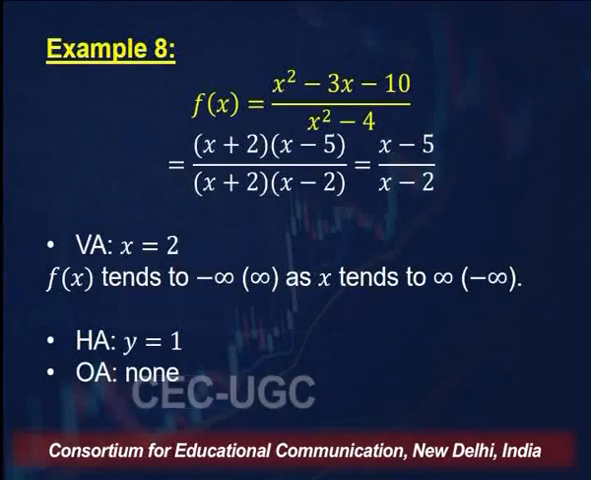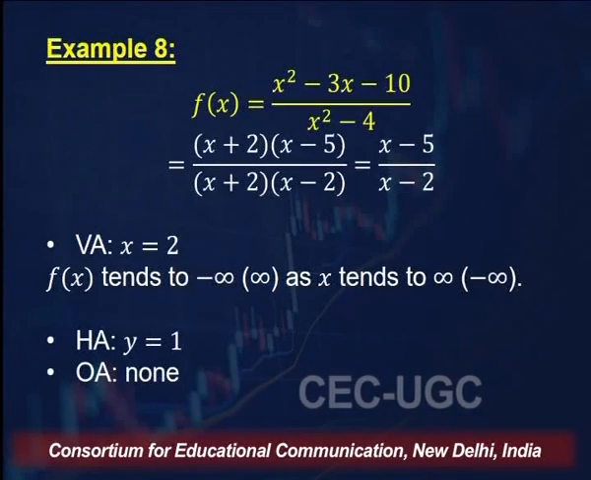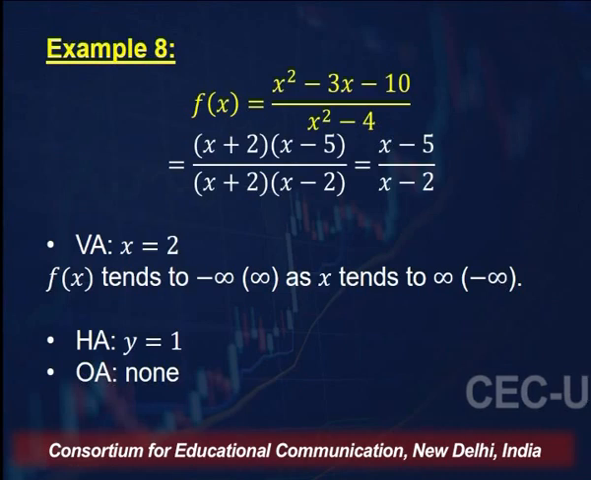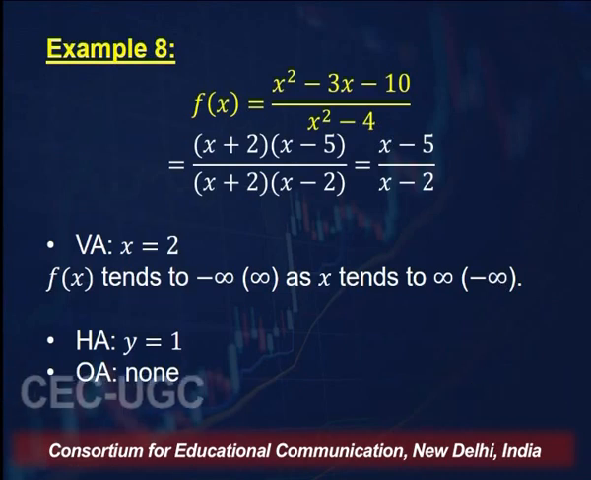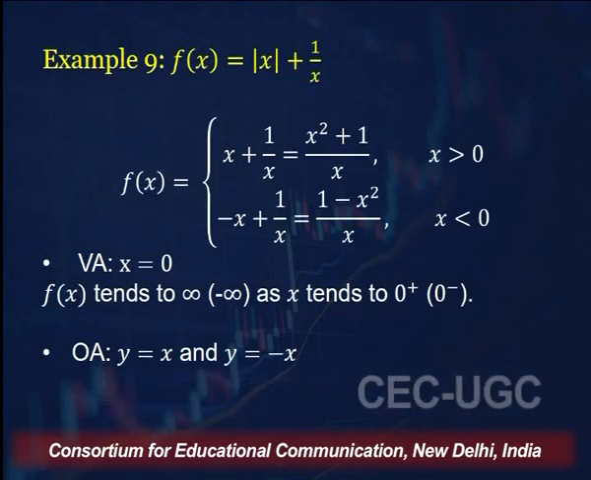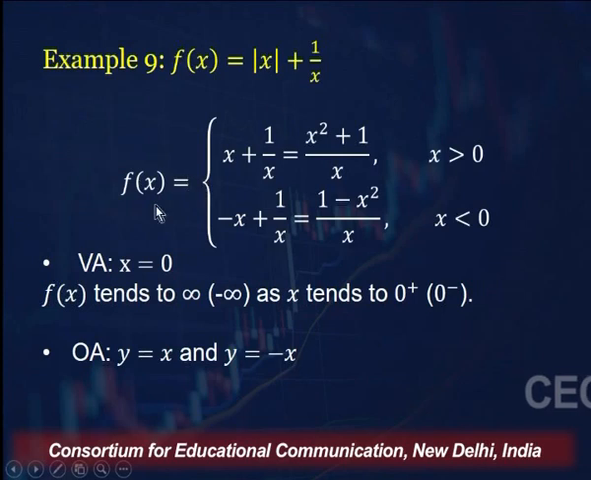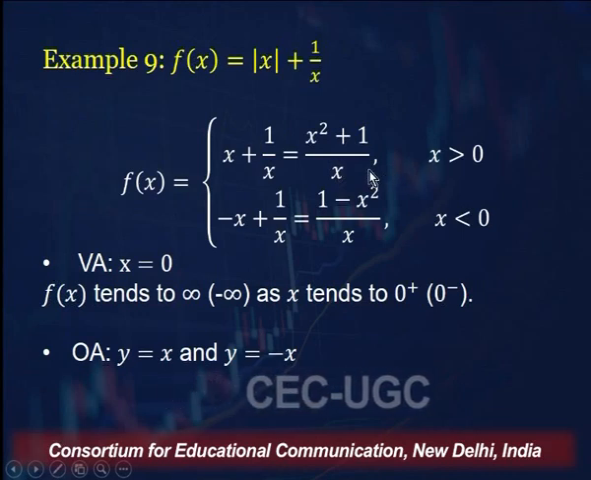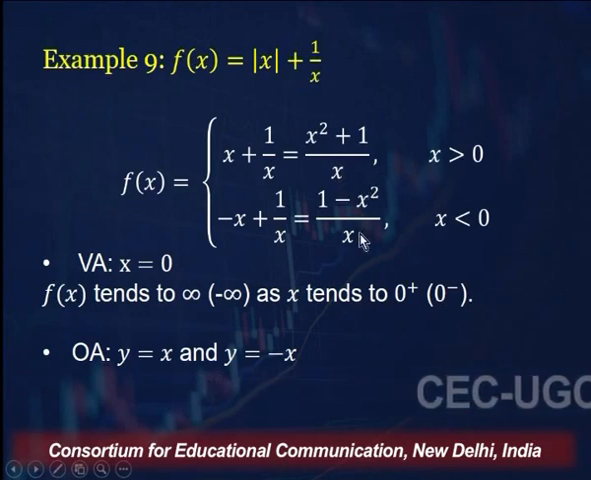Then let me do one more last example with you. This example also you can try on your own. Here there's a common factor, so be careful. And this last example is also something you can try. It's mod x plus 1 by x. And here, this is how the function breaks up. For x positive, it's (x squared plus 1) by x. For x negative, it's (1 minus x squared) by x.